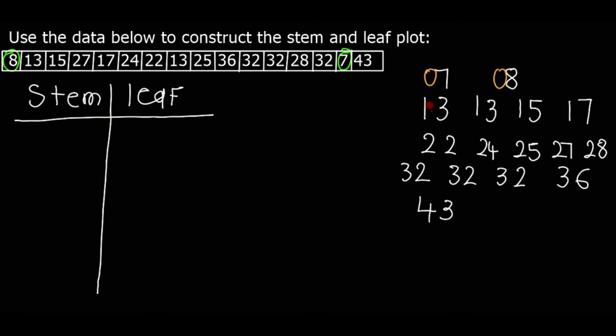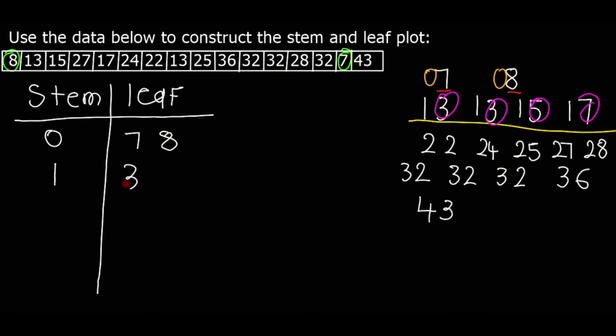So re lauri is for this one, for the stem kongwala 0, and then my leaf yoba 7 and 8, and then yola tela the stem kongwala 1, and then as for the leaf kongwala 3, 3, 5, 7.